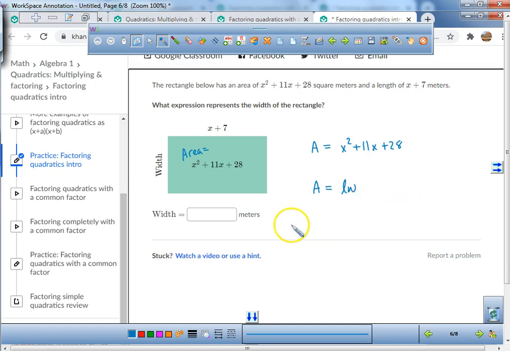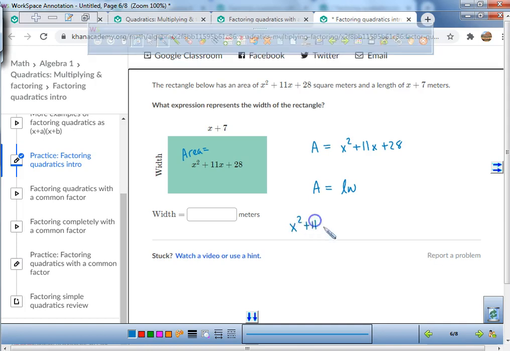If my area is x squared plus 11x plus 28, and they've given me the length, which is x plus 7, they've basically revealed the answer. How? Because we know from our previous problem that the two numbers have to add up to 11 and multiply together to equal 28. What have they already given us? 7.